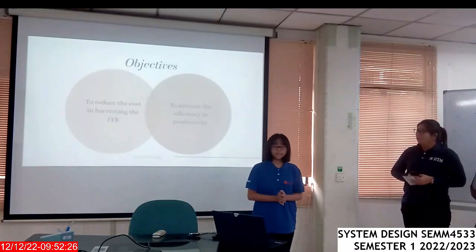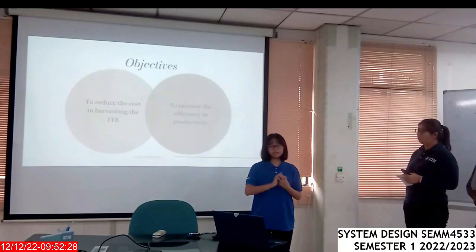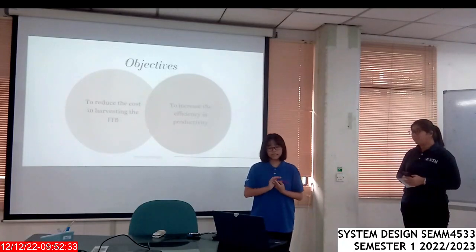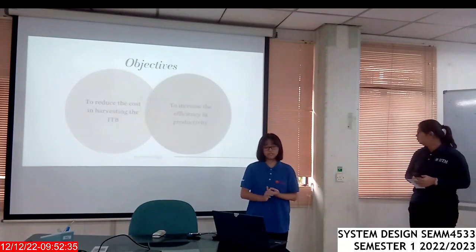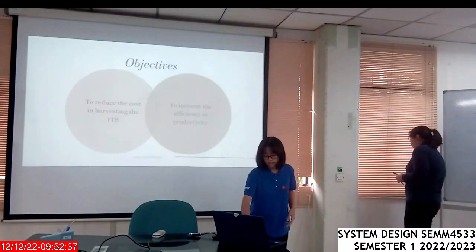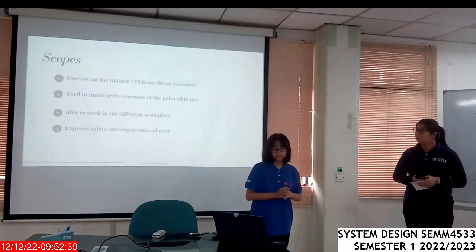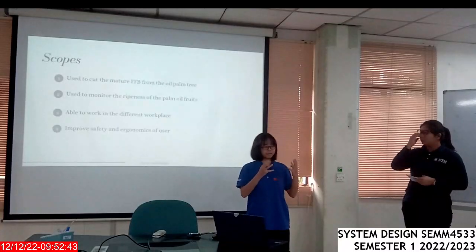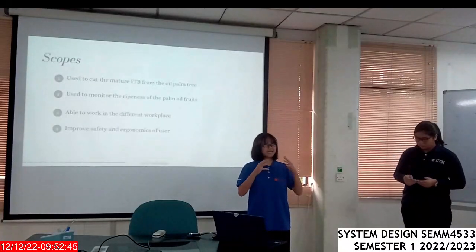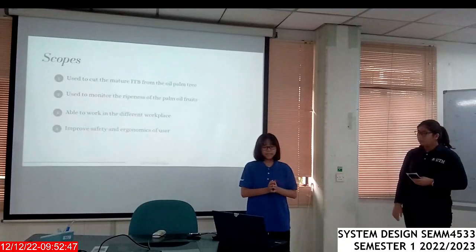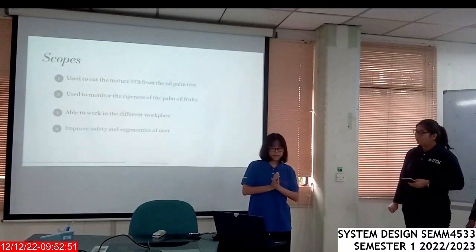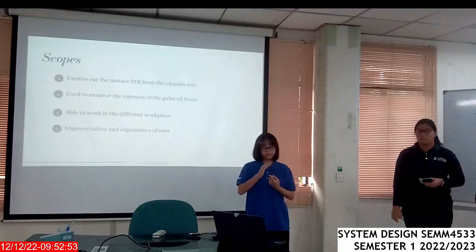So the objective. In our objective, there are two main objectives. The first one is to reduce the cost, and the second one is to increase the efficiency. So the scope. In this project, we aim to design a machine and system that can help to cut the FFB from the oil palm tree from different heights.